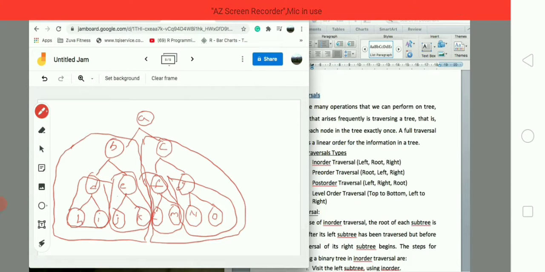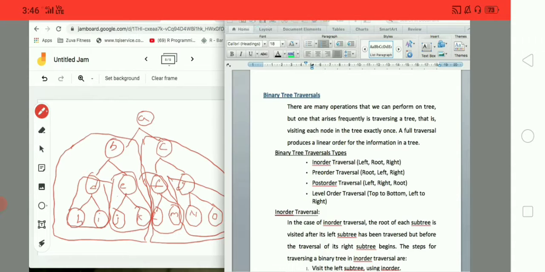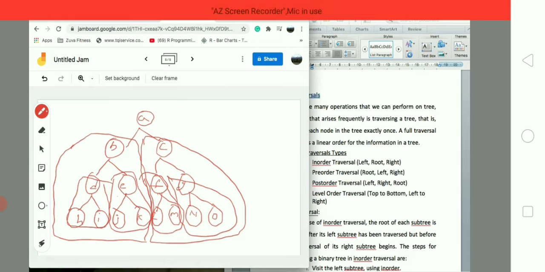Okay, so now let us check in-order traversal. We already know how it visits. First it visits the left, after that it visits the root, after that it visits the right side. So in-order, first it visits the left node. So first we have to check the left side of the root node.